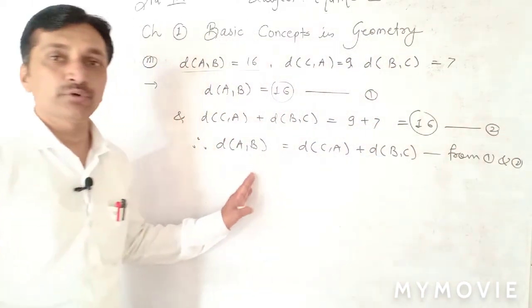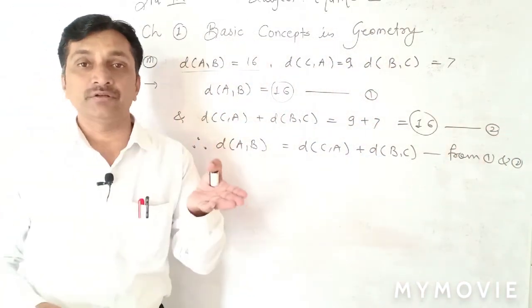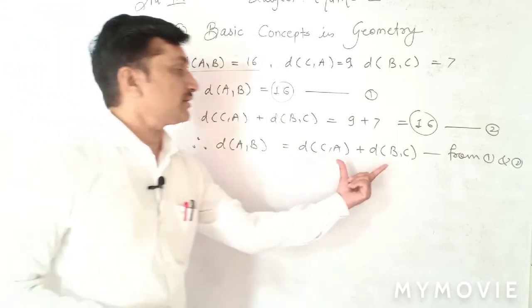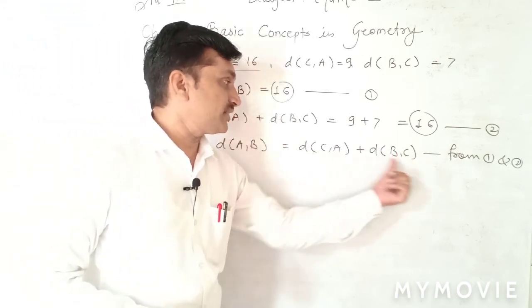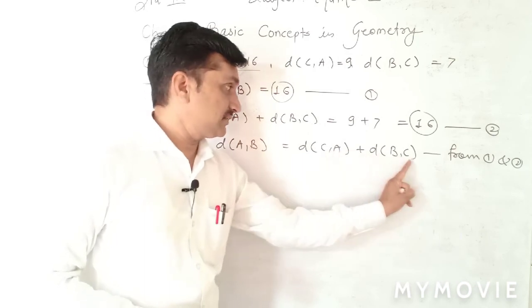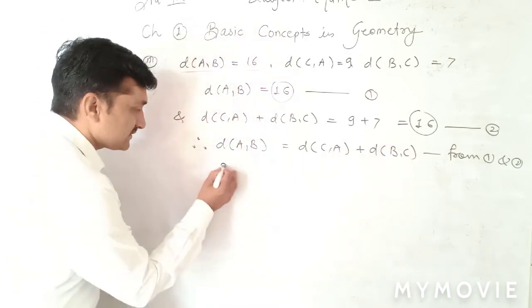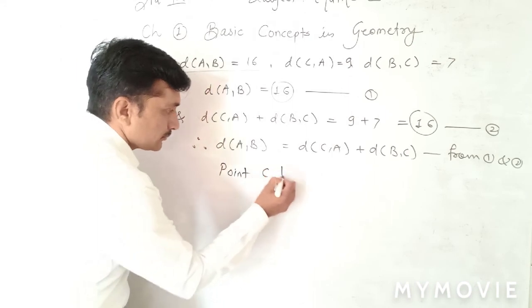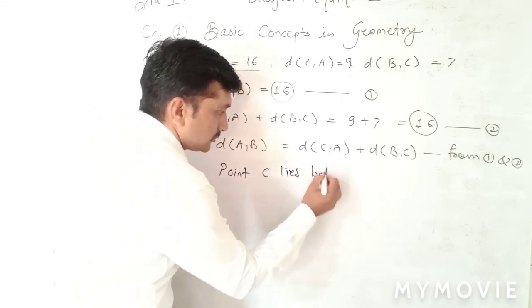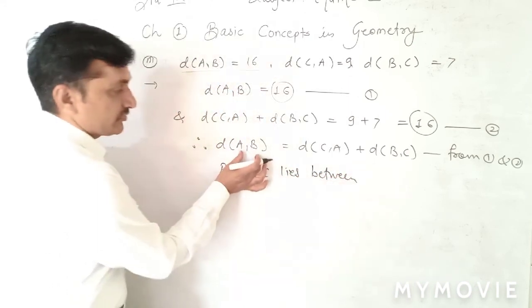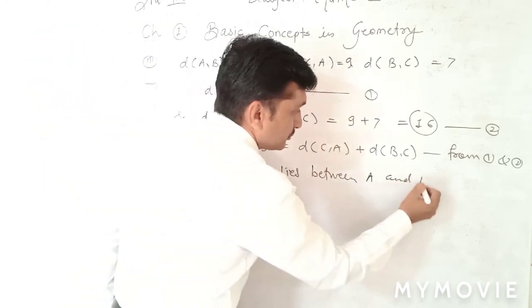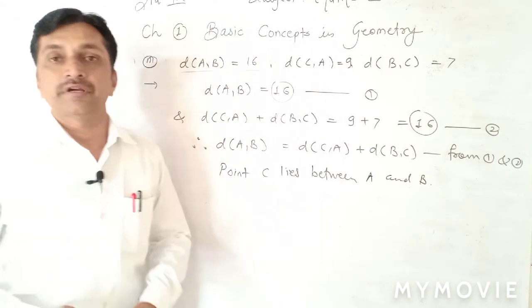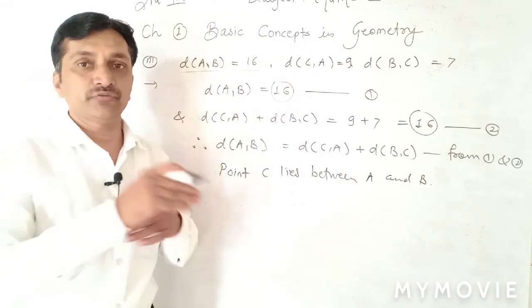And if both sides are equal, one point is between. But which point? The point that is common in them. Here is CA, here is BC. What is common in both? Point C. That's why point C lies between which two? Between these two, the largest distance, A and B. In this way we can find which point lies between the other two.